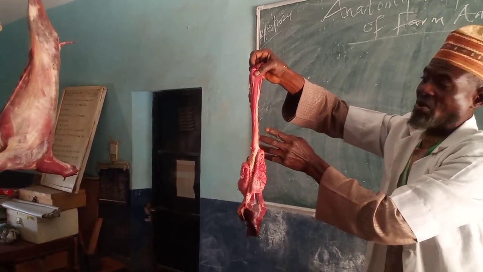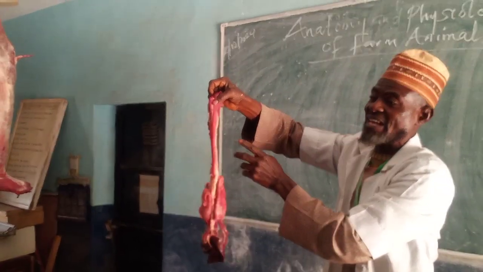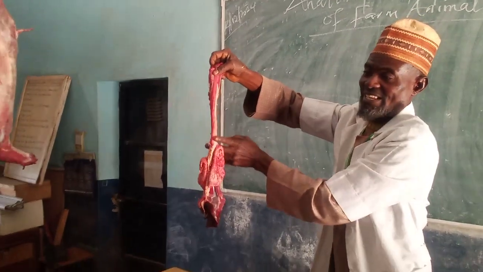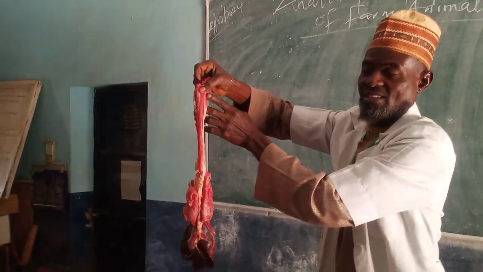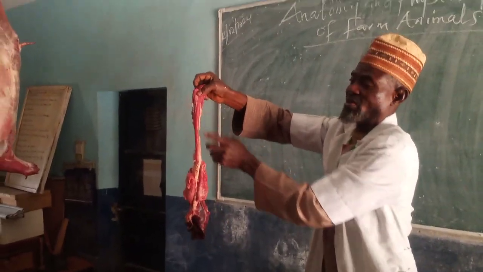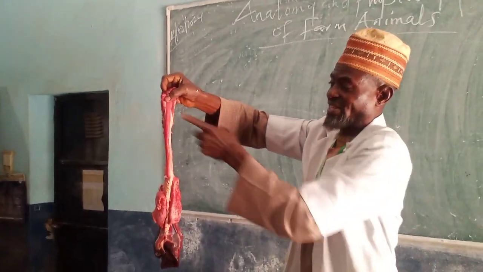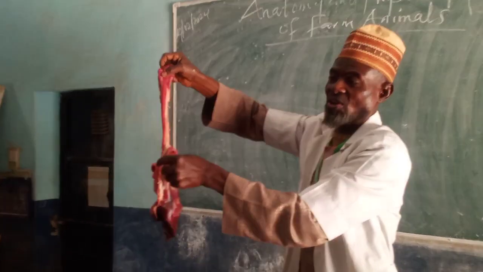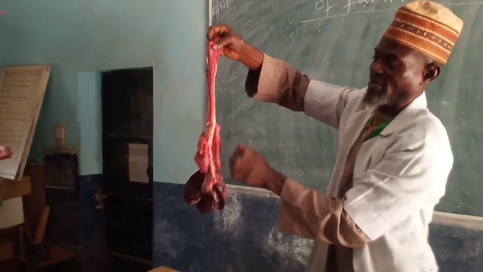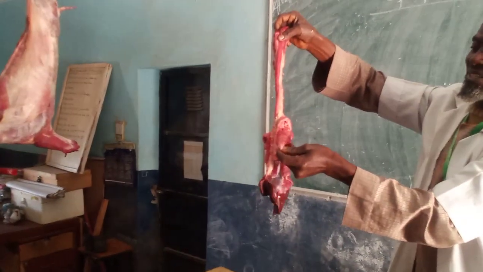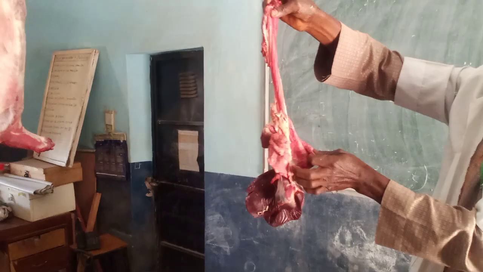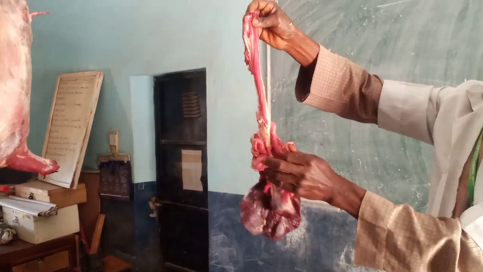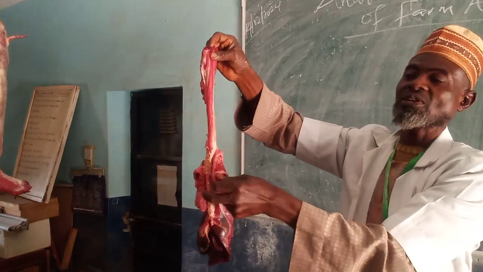This is the organ through which the oxygen you breathe in passes. It can be found in all mammals. The oxygen passes through and reaches the lung. This is the lung. As can be seen here, it can also be found in human beings. So as the oxygen is taken through the trachea, it moves to the lungs.